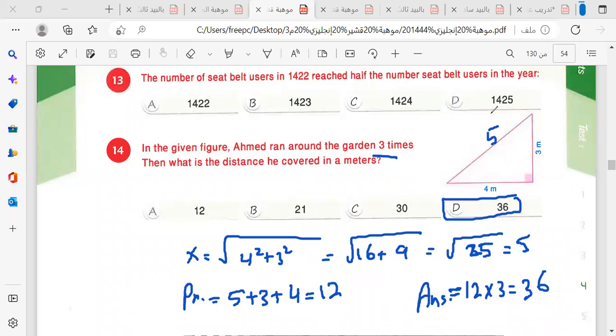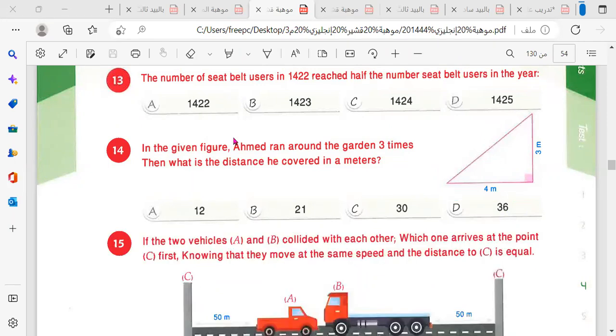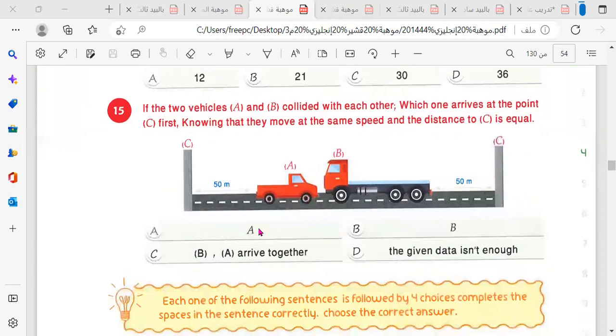Right? Online students, is it clear? Yes. Right, good. Okay, now figure number 15.